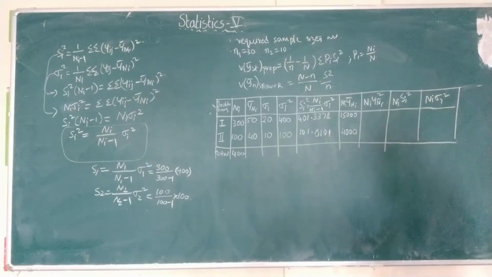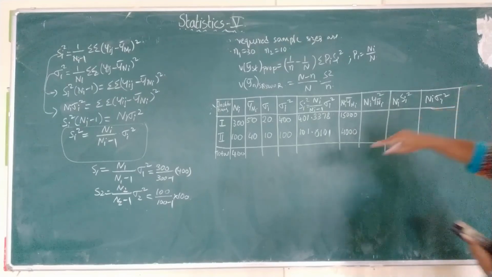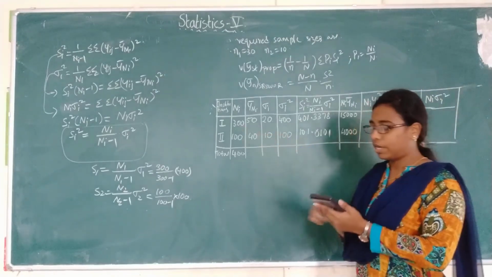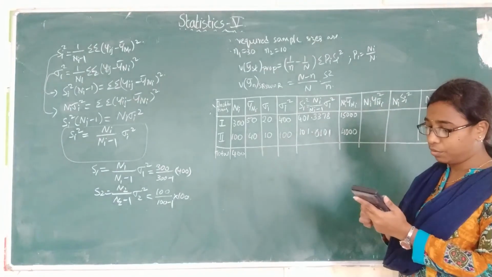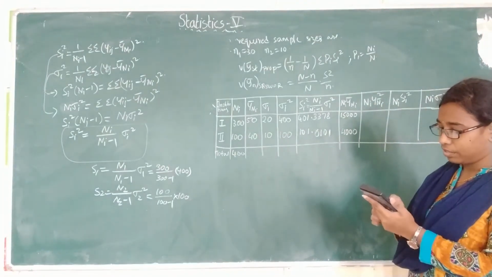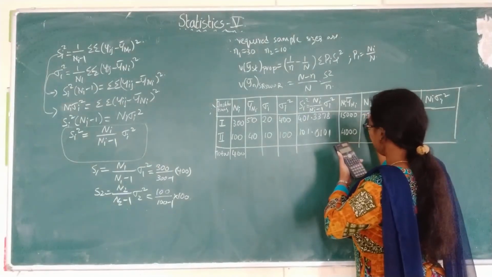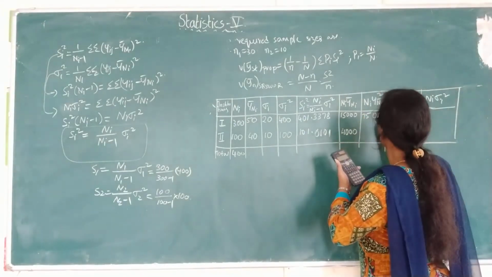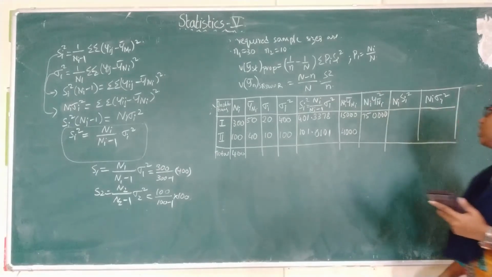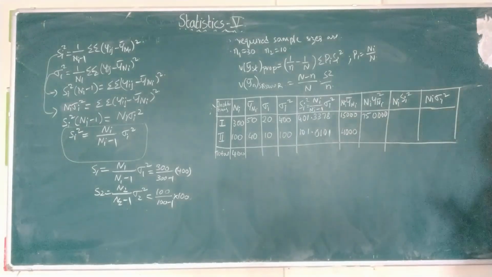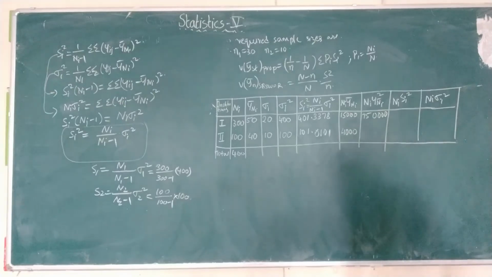Next you have to calculate Ni into Yi bar square. Square these terms and multiply. That is 300 into 50 square. 50 square is 2,500, so you get 750,000. Next, calculate 100 into 40 square. You will get 160,000.